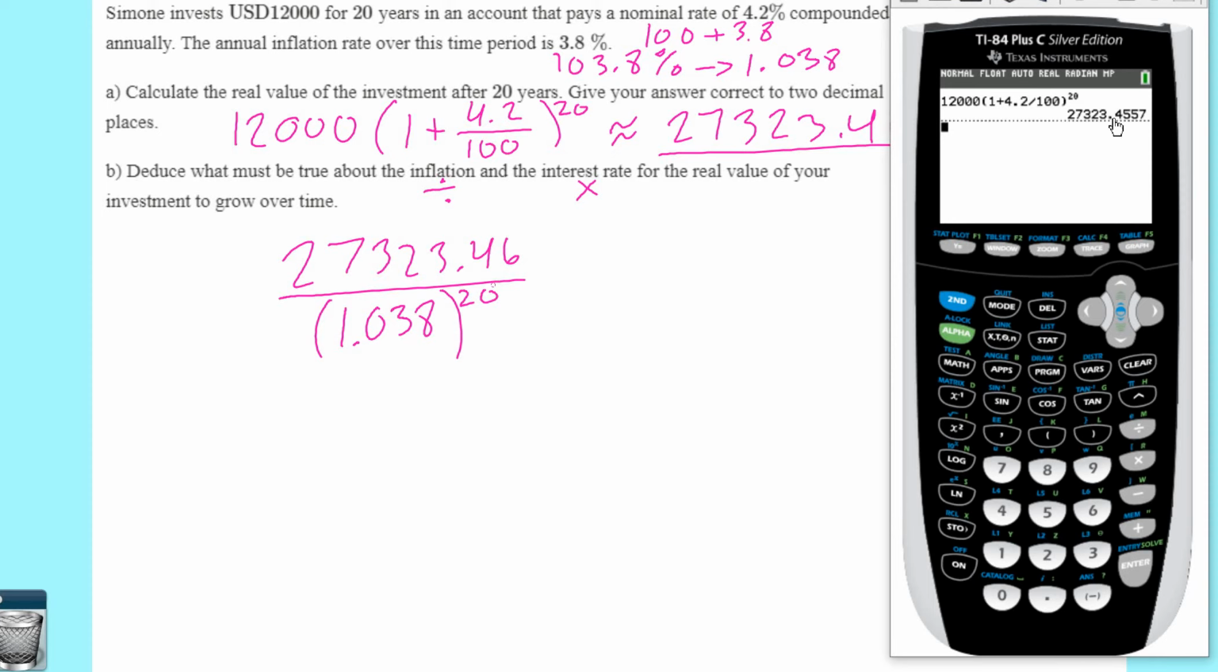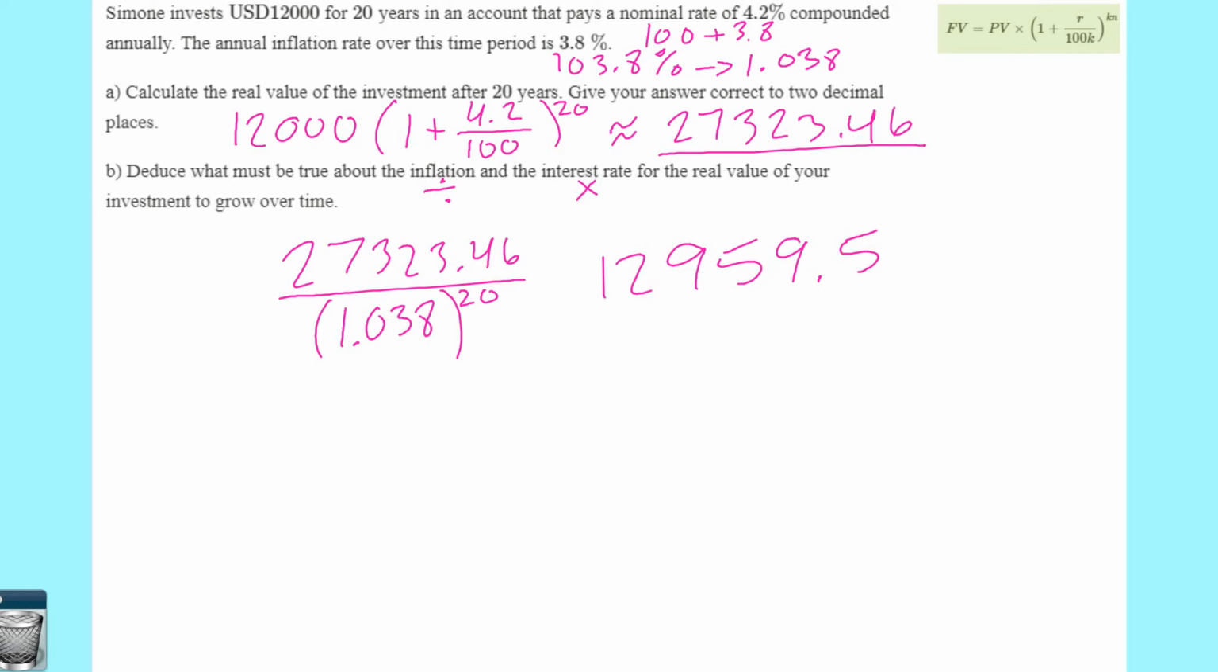I'm going to go ahead and put that in my calculator. I'm going to take my previous answer and divide it by 1.038 to the 20th. Realize that's only raising the 1.038 to the 20th. If I'm ever unsure, I can always add parentheses. All right, so we get 12,959.51, I believe. Yes. Okay, so that is what it equates to.